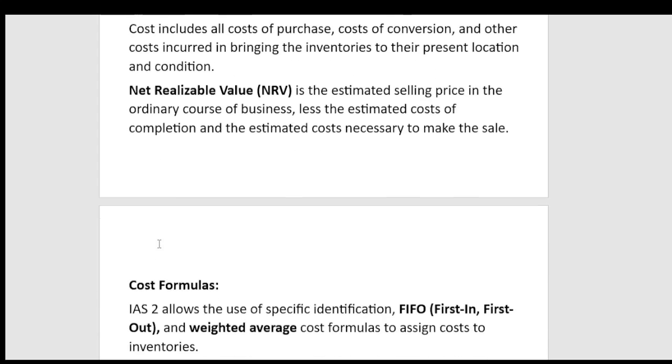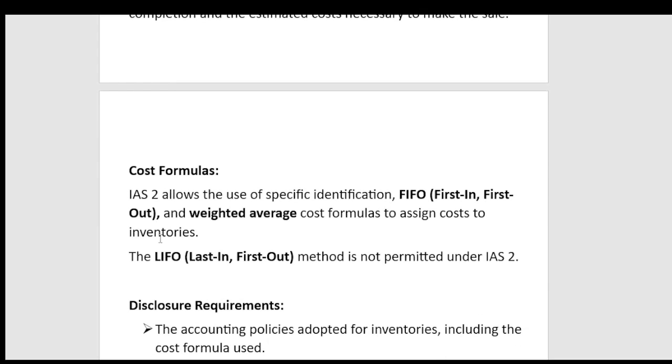Now let's go down. The next thing is cost formula. What cost formula do you use in costing your inventory? Now, IAS 2 allows the use of specific formulas like what? FIFO, first in, first out, and weighted average.